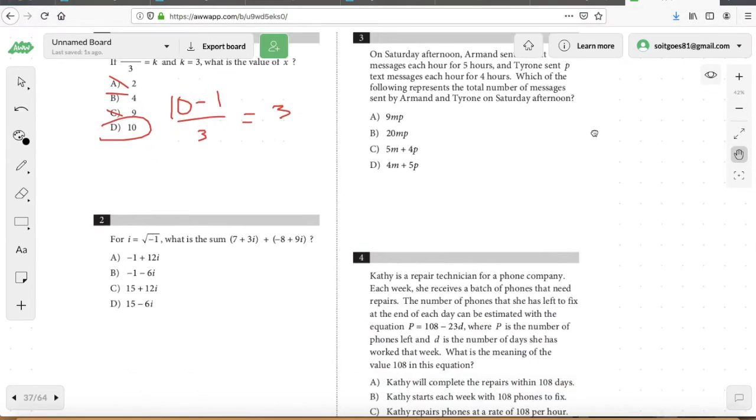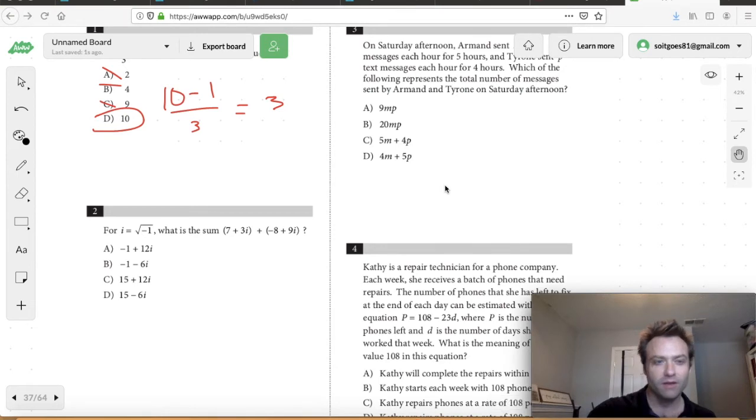Question number 2 reads, for i equals the square root of negative 1, what's the sum of that whole thing? Okay, great. So this is just combining like terms. That's all they're testing you on here. Some of the imaginary number questions on the SAT can get a little bit tricky, right? You got to remember that i squared is negative 1. If you're not familiar with that, look it up. But here it's just combining like terms. So we can deal with i just like we deal with x. So all we're doing is combining like terms.